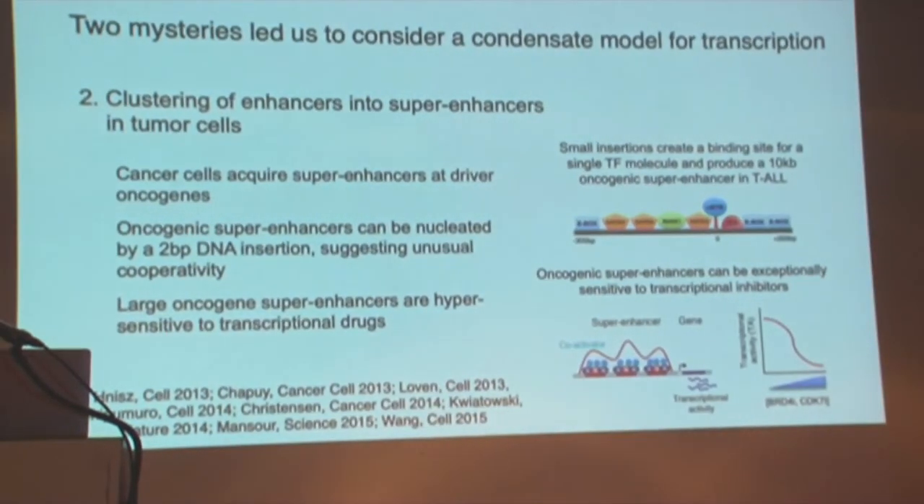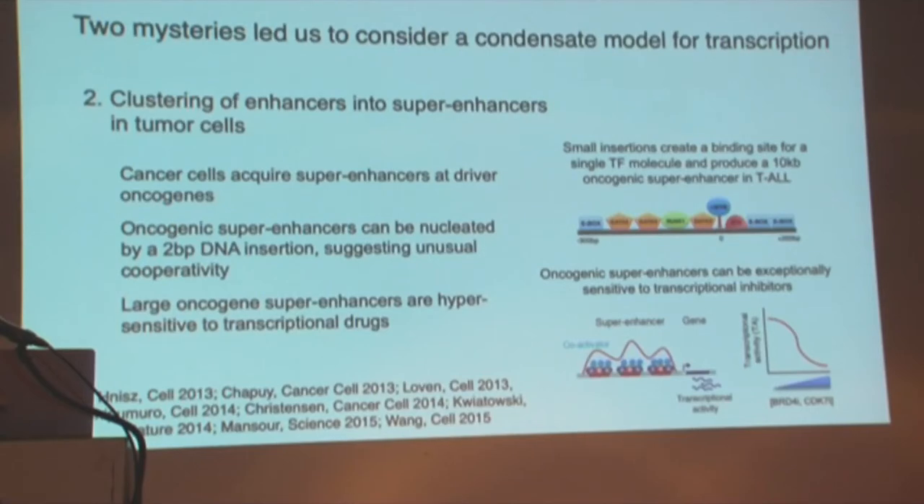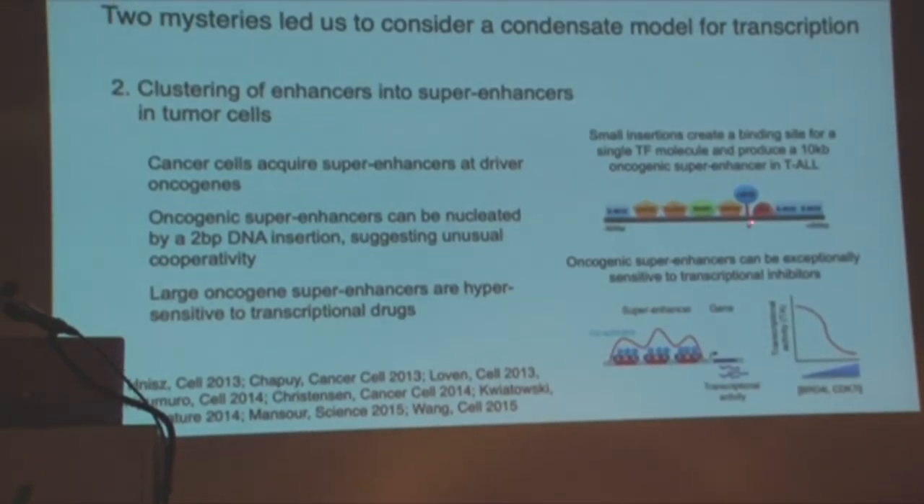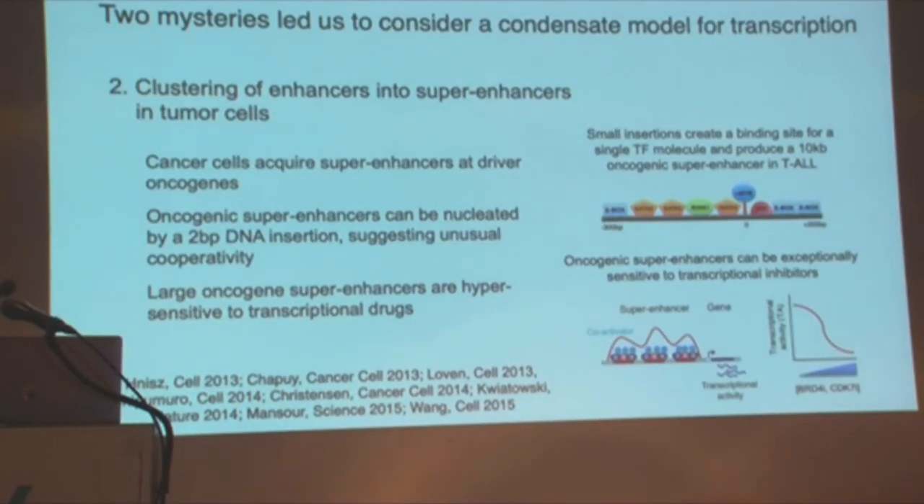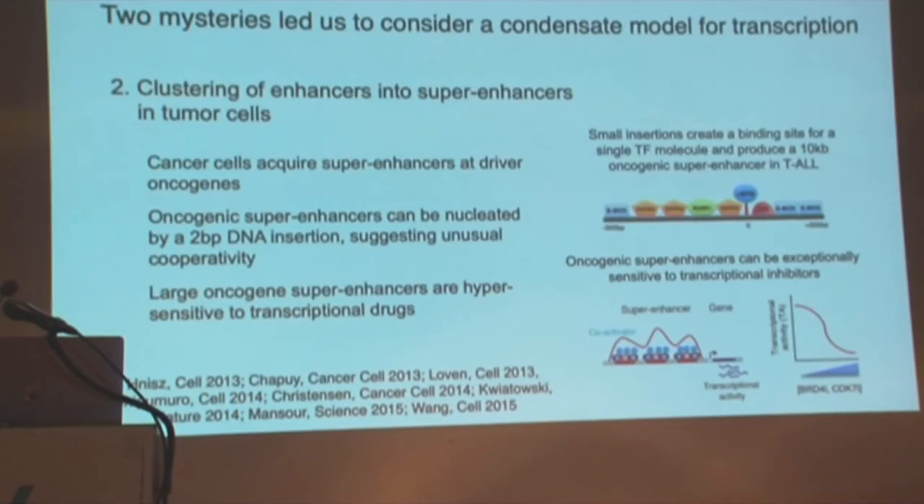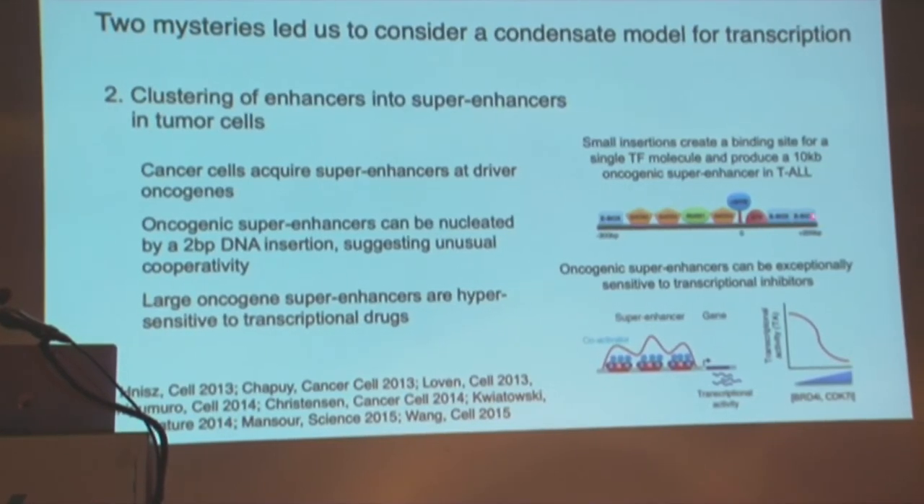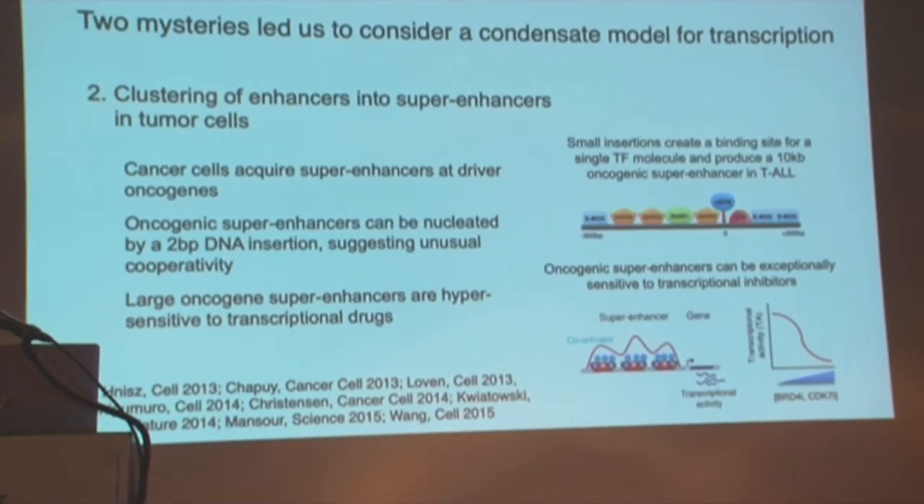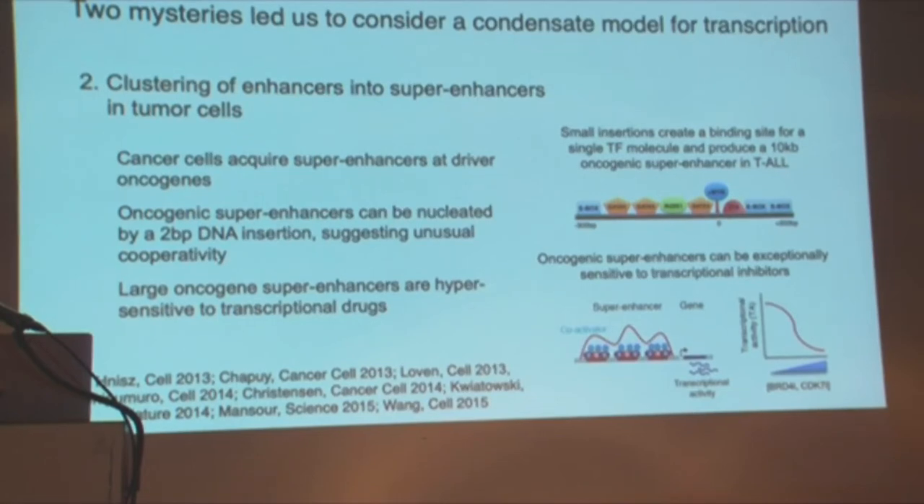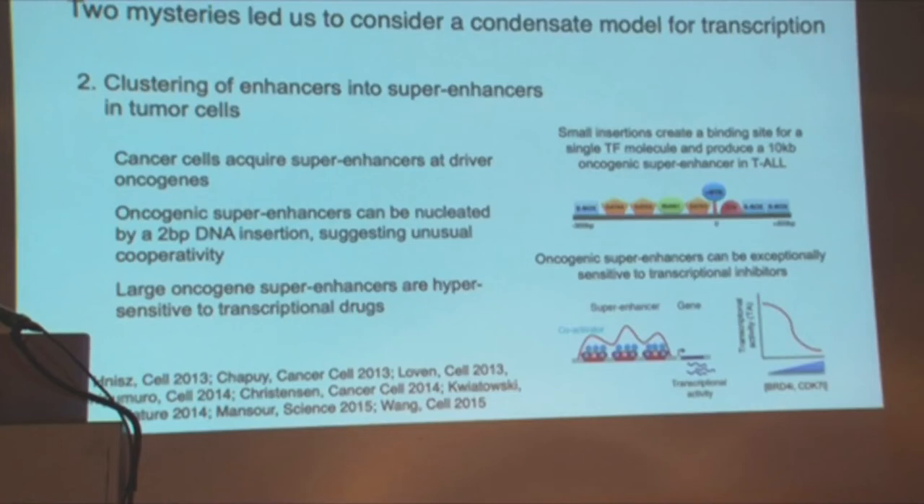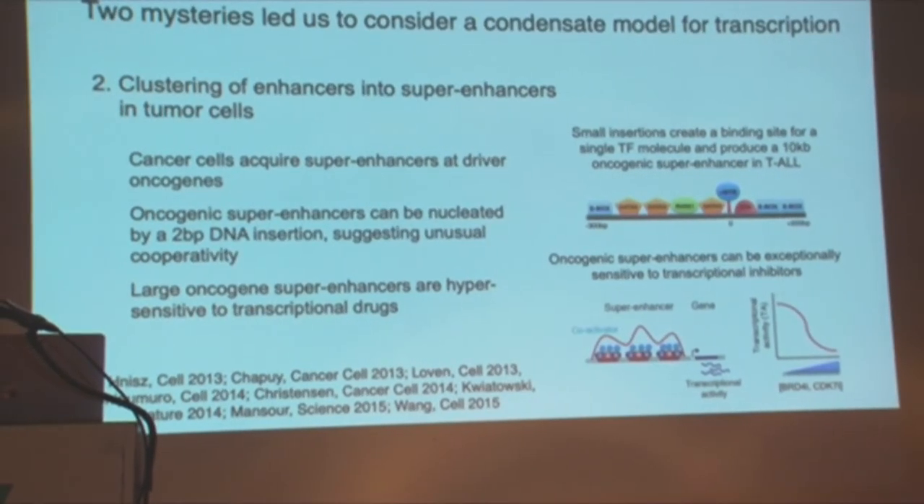One is we found instances where just 3 or 4 base pair insertions or deletions would lead to the formation of a single transcription factor binding site. That was the only genetic change, a single transcription factor binding site. But the newly formed single transcription factor binding site created a super enhancer. That is, it caused the other transcription factors that were already available to cooperatively bind huge segments of DNA, producing a 10,000 base pair super enhancer that drove an associated oncogene in this cancer called TLL. And that's recurrent. Different patients were coming up with these same mutations, maybe not exactly the same base pairs, but base pairs that would create the binding site for one transcription factor molecule.